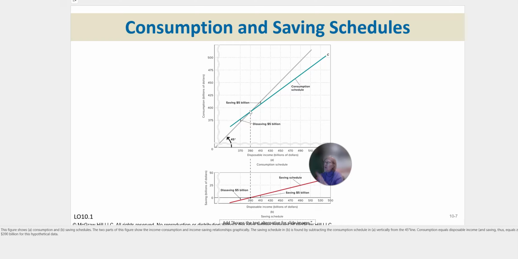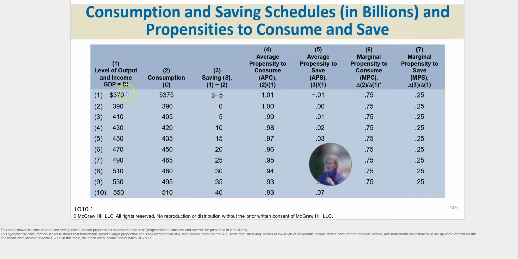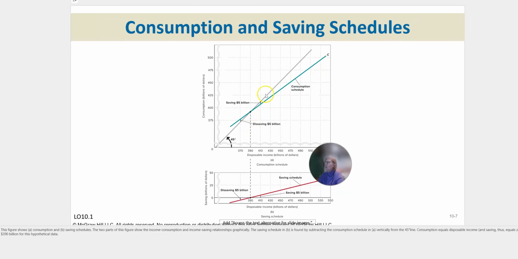That's here. Prior to this, we were spending more than we were earning. Look, at 370 billion, we dissaved, we overspent by $5 billion. We spent 5 billion more than we earned. Okay. Once we get past here, past 390, the consumption line moves further and further away, a greater and greater distance from spending everything. Savings gets larger.